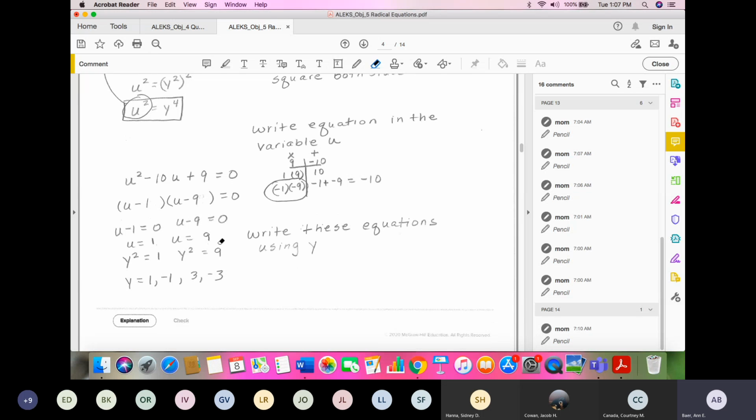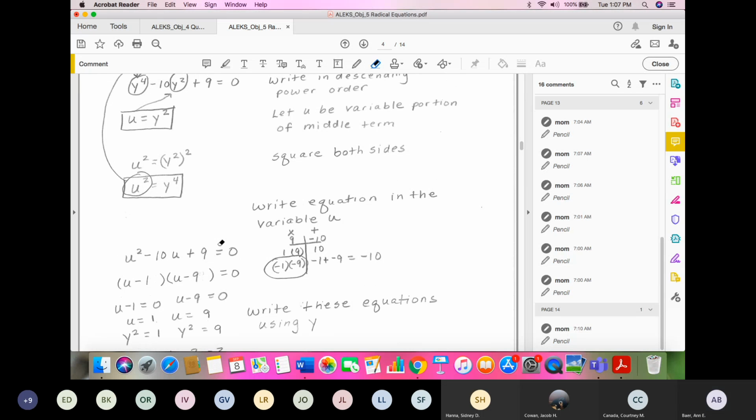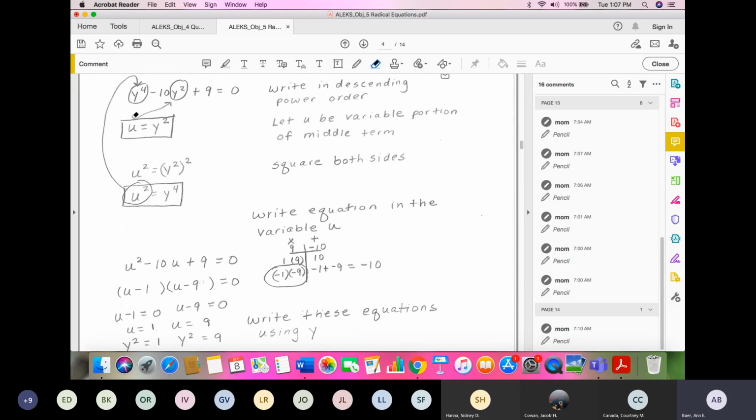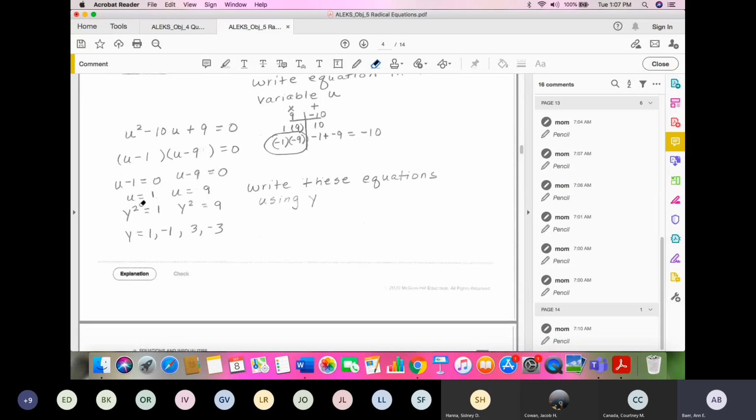Our original problem was given to us in terms of y. So how are u and y related? Right here, u equals y squared. So I took out this u, put in y squared. Took out the u here, put in y squared. So now we're looking at solving y squared equals 1 and y squared equals 9.